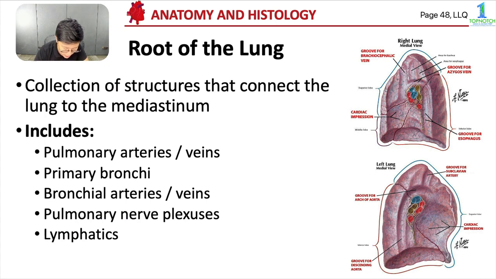So the root of the lung is the collection of structures that connect the lung to the mediastinum. And remember, ito lang yung connection ng lung sa mediastinum. Otherwise, it's suspended in the pleural cavity. So the root of the lung includes your pulmonary arteries and veins, your primary bronchi, bronchial arteries or veins, pulmonary nerve plexuses, and your lymphatics.